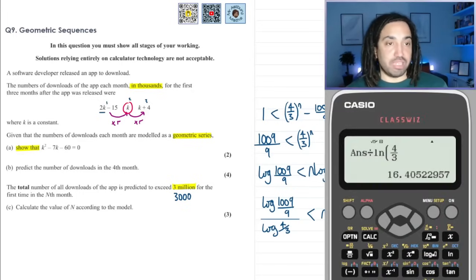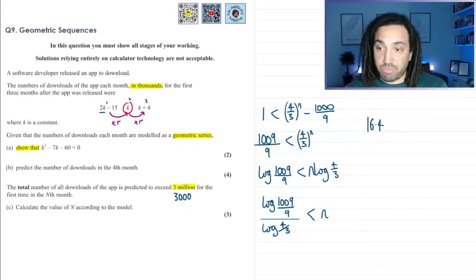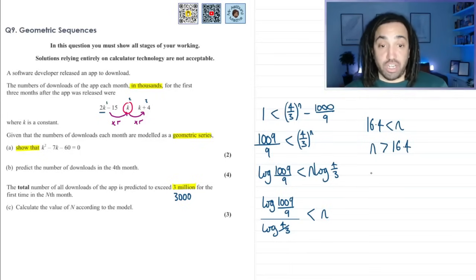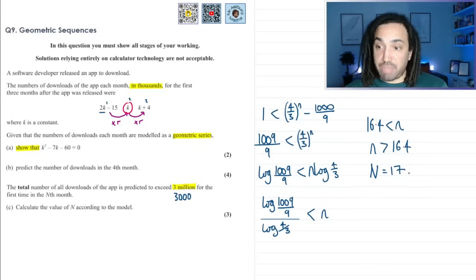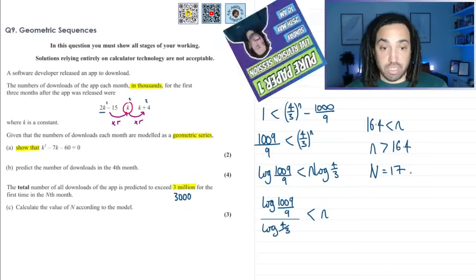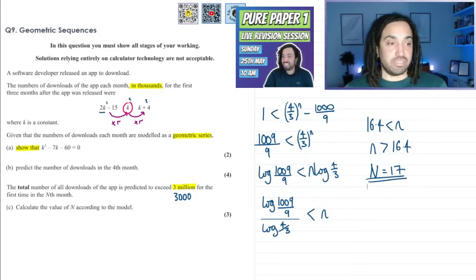When we put that into our calculator, we get 16.4. So we can say that 16.4 is less than n, or n is greater than 16.4, which means that the first time that it exceeds it is going to be 17 years. Is it in years? What does it say? It's months. So it's the 17th month, or n is 17. That's all we need to do. Perfect. Lovely jubbly.